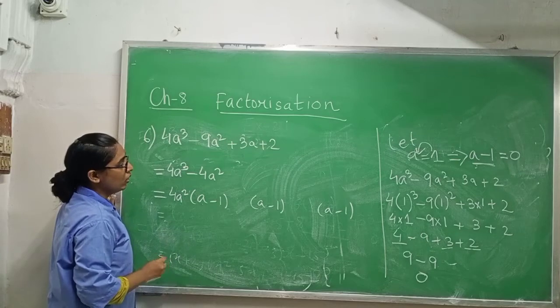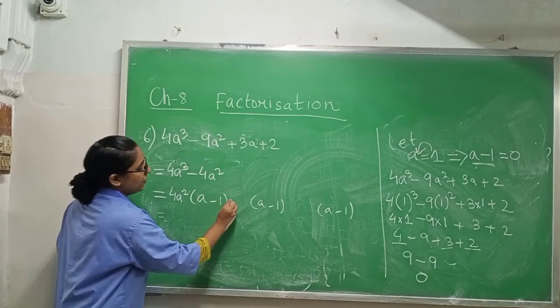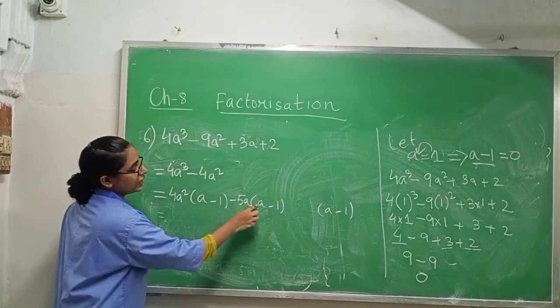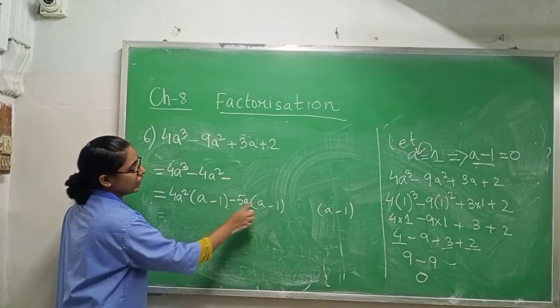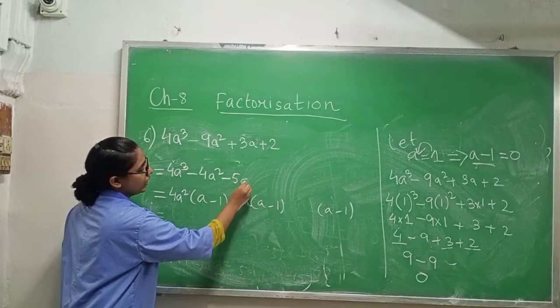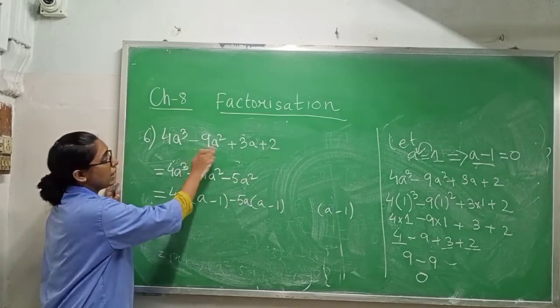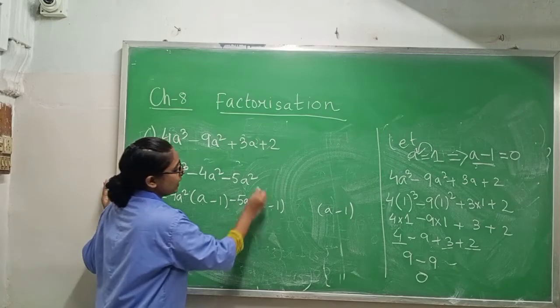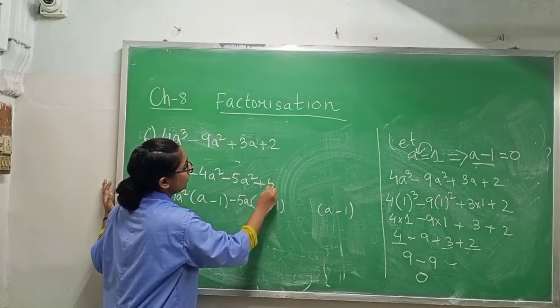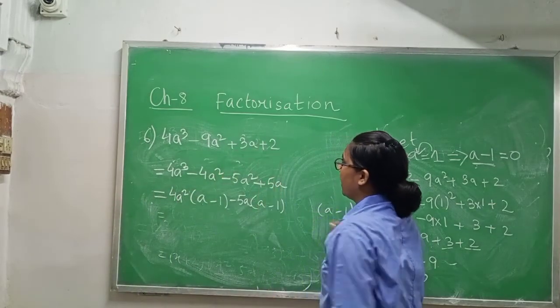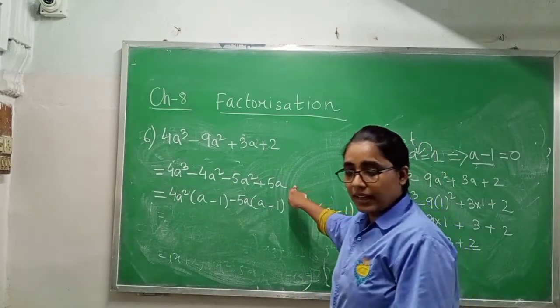So what we will do? We will multiply with minus 5a. Now see, minus plus minus 5a into a, 5a into a square. So minus minus plus 4 plus 5, we will get minus 9a square. Now minus minus plus 5a into 1, 5a. But we need plus 3a only. I am getting here plus 5a.